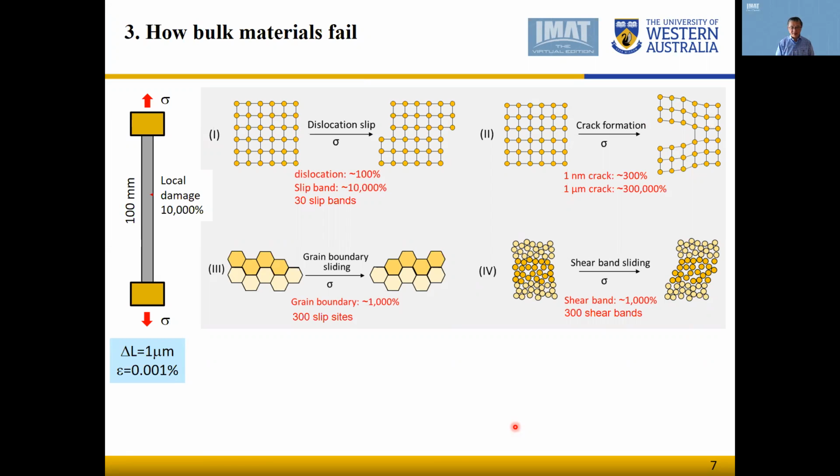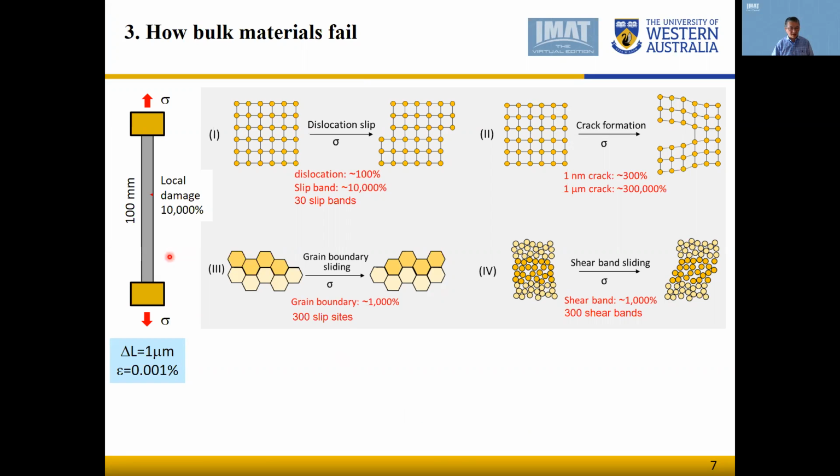Right? You may think, yes, we have learned all this in fundamental physical metallurgy theory. We know them all. Indeed, we do. For example, we know the dislocation plasticity for ductile materials, crack formation and propagation as a failure mode for brittle materials, grain boundary sliding for nanocrystalline materials, and shear band sliding for amorphous materials. However, let's not assume we know everything yet, but take a fresh look at the situation.